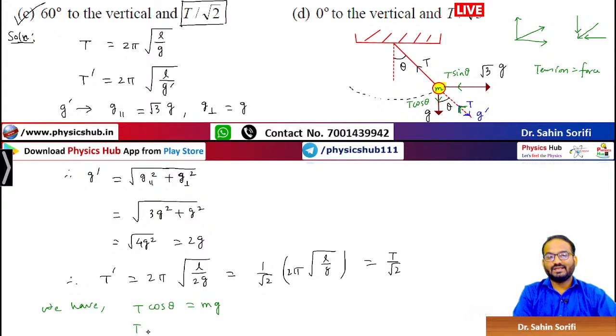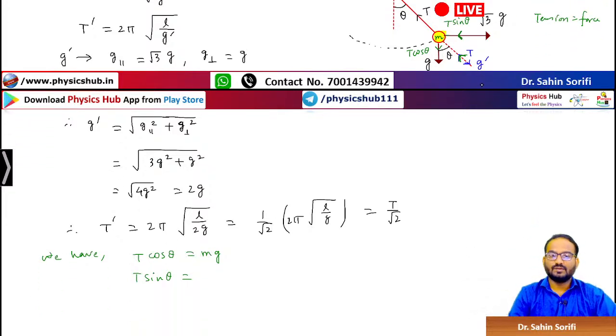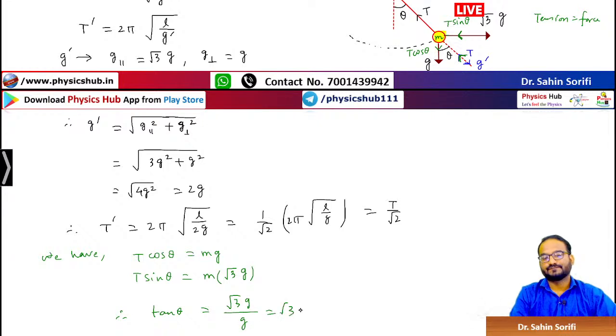And what about T sin theta? T sin theta is this m times root 3 g. Same simple formula, mg formula, m times root 3 g. So if I take the ratio, T sin theta by T cos theta, that will become tan theta. Tan theta is equal to, m getting cancelled, root 3 g by g, so root 3.